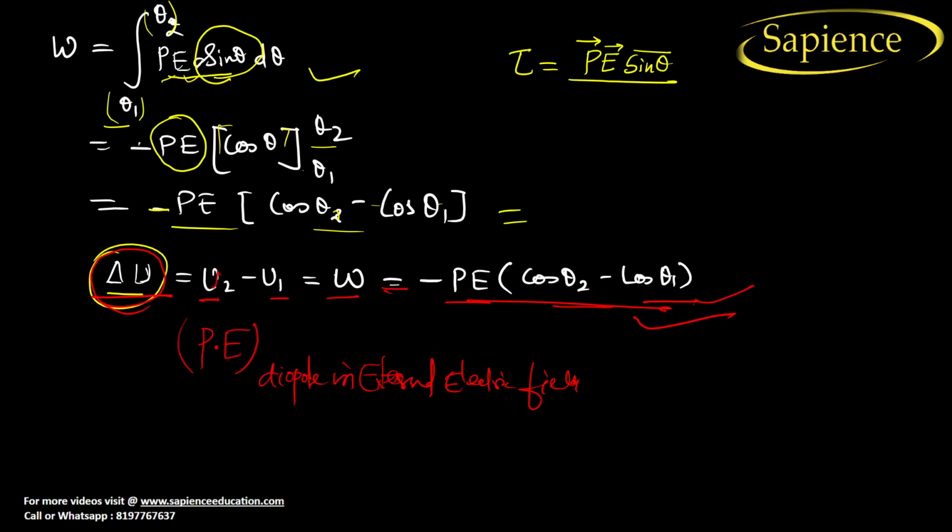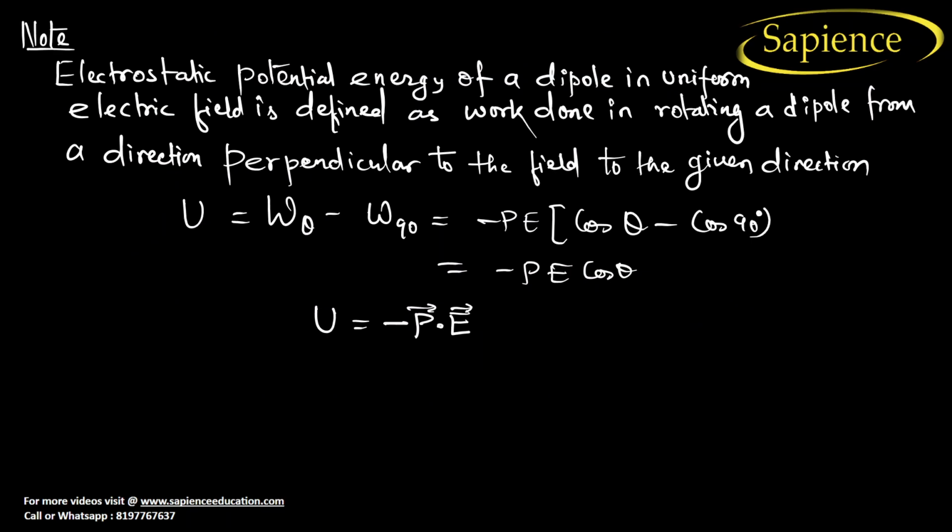So I hope you have understood this concept. So here we go. It's very important again. Note: electrostatic potential energy of a dipole in a uniform electric field is defined as the work done in rotating a dipole from a direction perpendicular to the field to the given direction. Why is a 90 degree angle taken as the reference point?